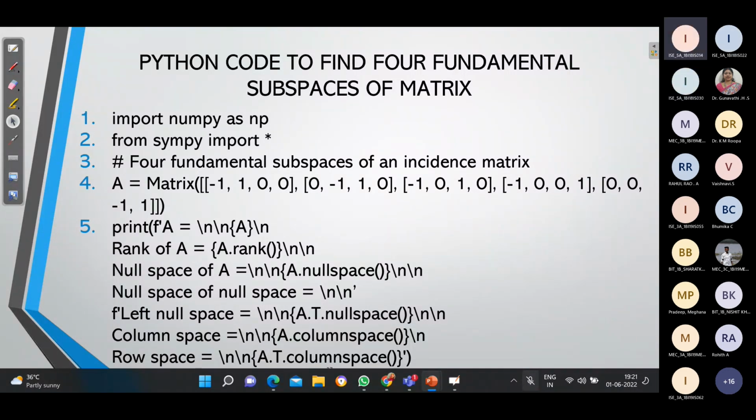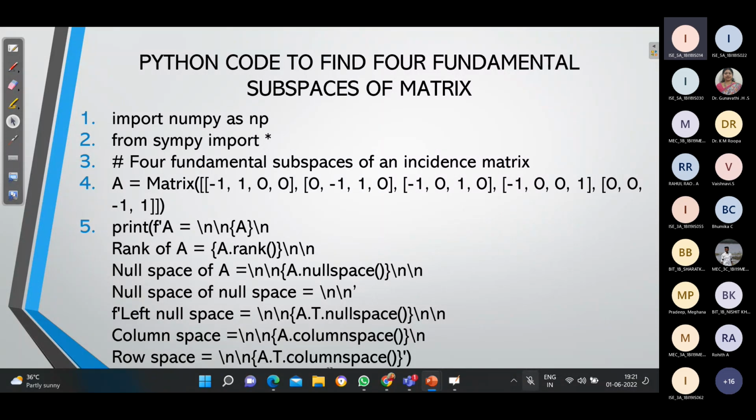So far we've discussed the fundamental subspaces, which are the left null space, row space, and the column space. Here in the slide, you can look at the Python code which implements those fundamental subspaces. Here we use the NumPy and SymPy libraries from Python, which have pre-built methods. We just need to call them in order to find the fundamental subspaces. SymPy is a Python library for symbolic mathematical equations.